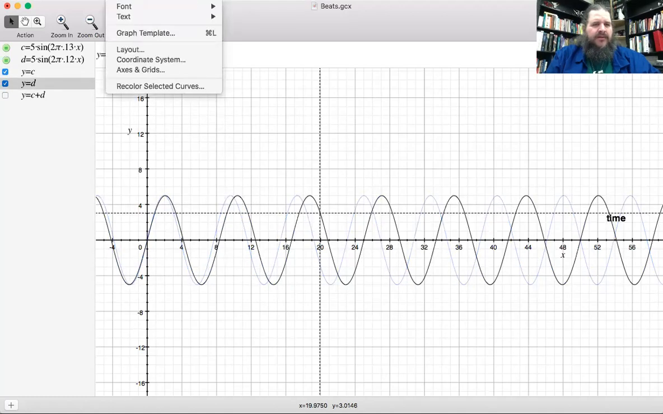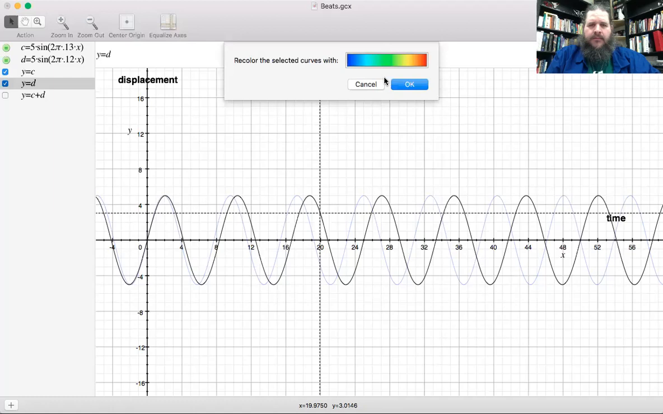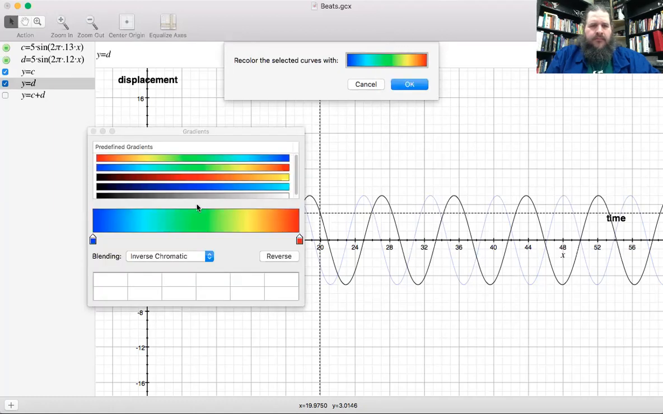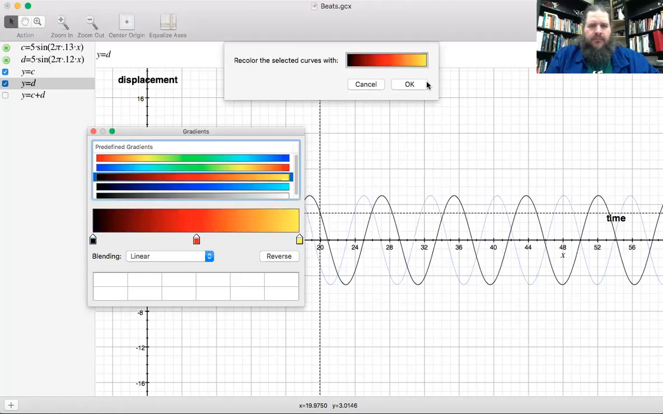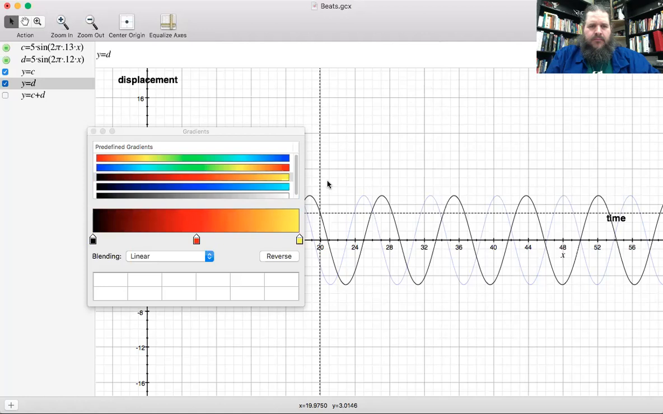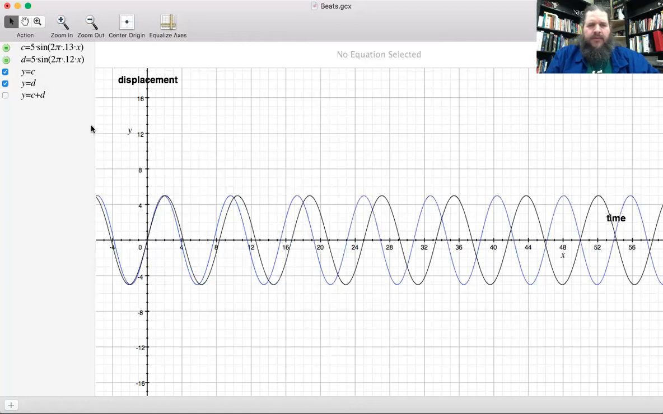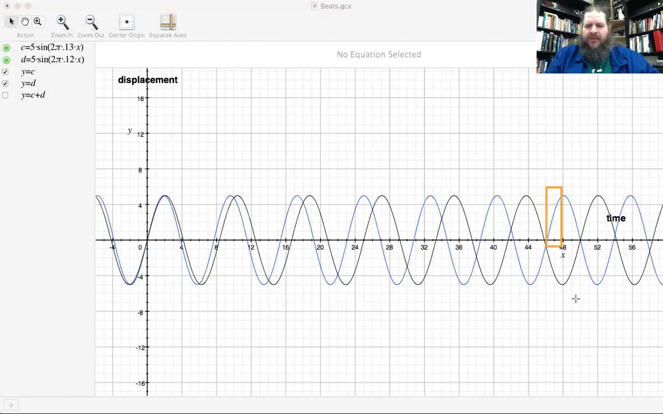I think that might make it easier to see. There we go. Okay, so at the beginning, they're perfectly synchronized. We get constructive interference. Later on, though, what do you notice about, let's say, at this point in time? What's going on with the two waves there?